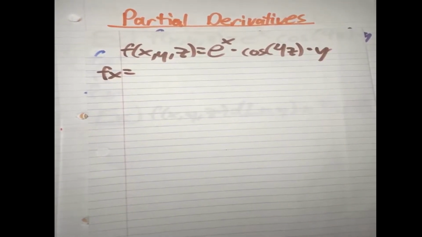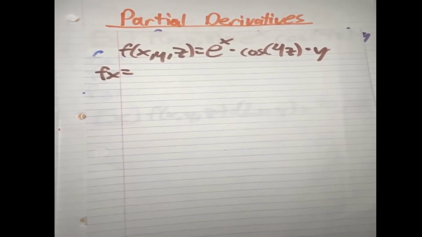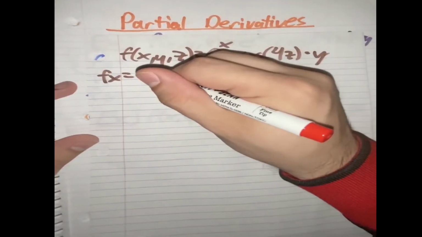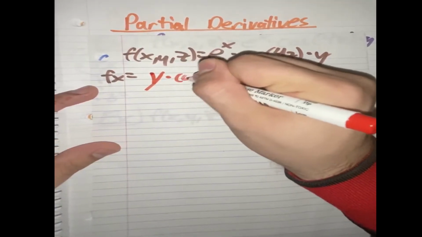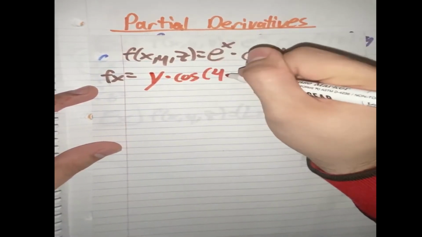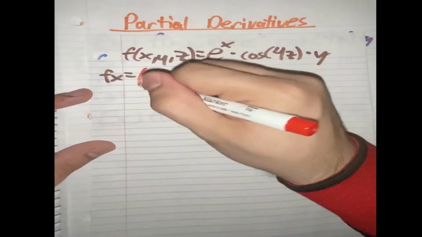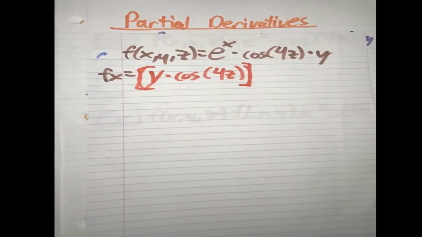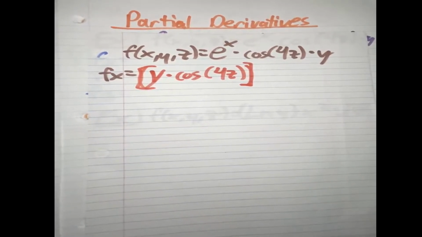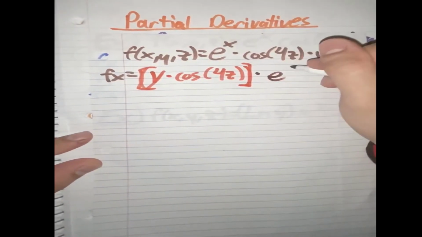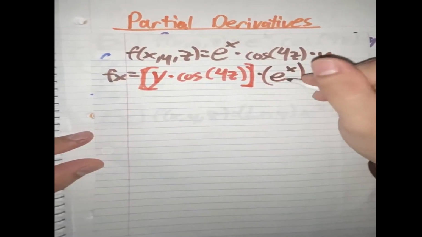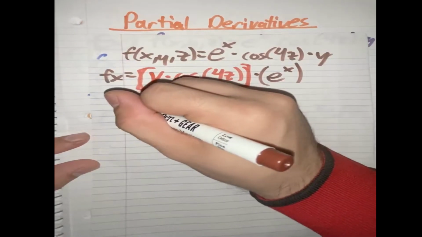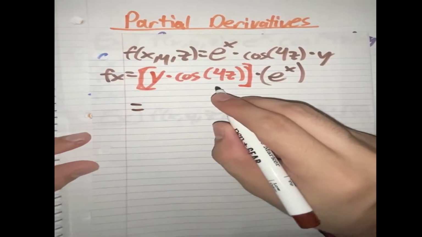Whatever is a constant, I'm going to color code it in red. Since we're only taking the partial derivative with respect to x, our constants are y times cosine of 4z. This is all a constant. So we do not take this derivative. But we do have a function of x, which is e to the x. And we do take the derivative of this function. So furthermore, this is simply a constant.